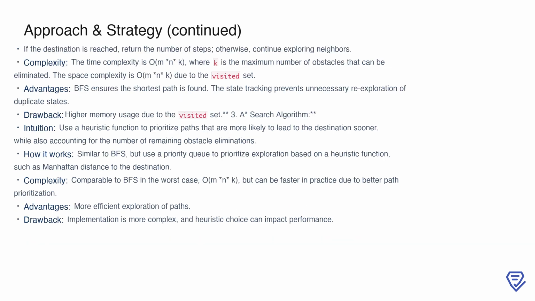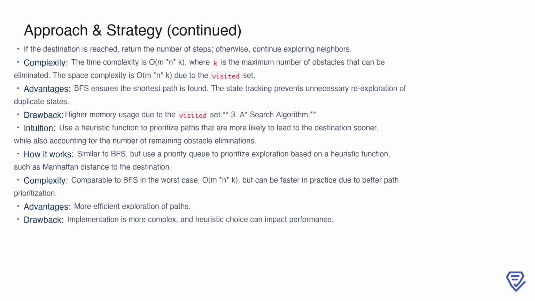Using BFS with state tracking, the algorithm continues exploring neighbors of each cell. If the destination is reached, the number of steps is returned, ensuring the shortest path is identified. Otherwise, the exploration proceeds to neighboring cells, keeping track of whether an obstacle was encountered and reducing the allowed eliminations accordingly.